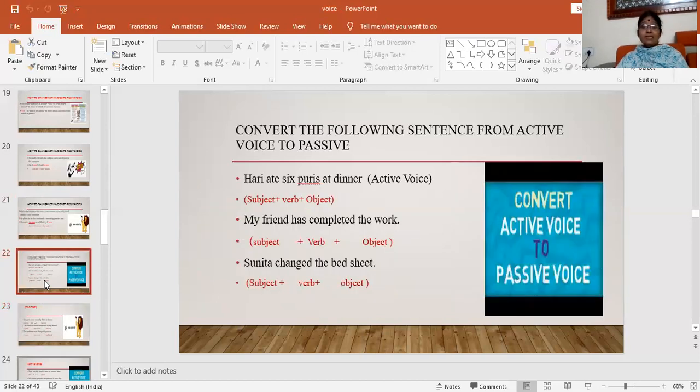Now, similarly, let us do the next one. Take down this. Sunita changed the bedsheet. Now first we will identify. Sunita is our subject, changed is our verb, and bedsheet is our object. Now what we will do? We will bring object to subject place, we will take subject to object place, and we will make the necessary changes with the verb. Do it.